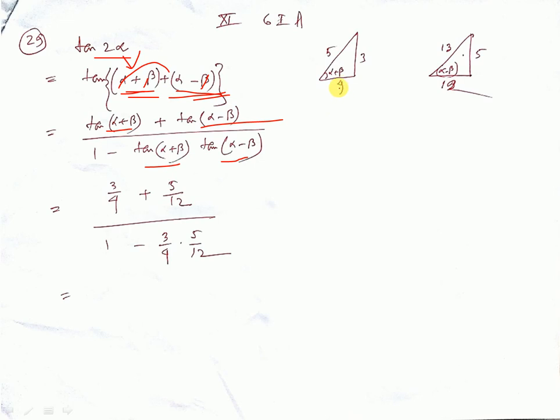Now tan(alpha plus beta), this angle, and tan(alpha minus beta), this angle, I have drawn separately. So for alpha plus beta, tan means perpendicular by base, 3 by 4. Tan(alpha minus beta) is perpendicular by base, 5 by 12. Similarly, put this here and simplify, and you get the answer.